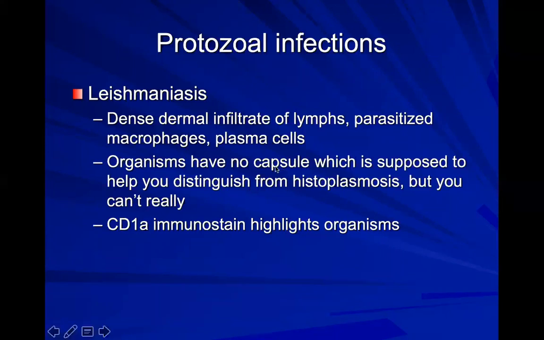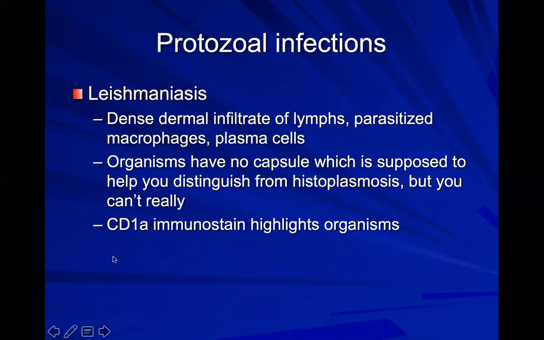These organisms have no capsule, which is supposed to help you distinguish from histo, which might have more of a little halo, but it's hard because they're really small. Maybe you can tell the marquee sign where these line up along the edge of the histiocyte, but again, if they're crowded in a histiocyte, it can be really tough.